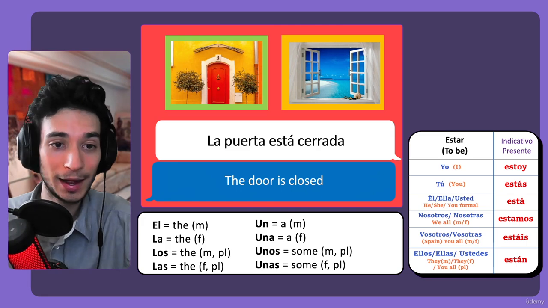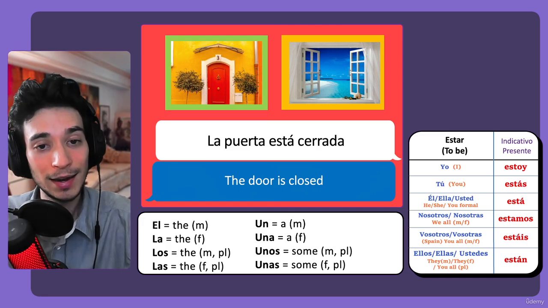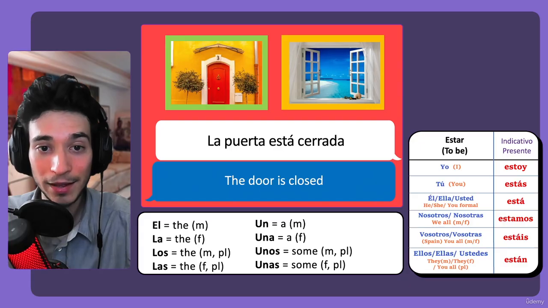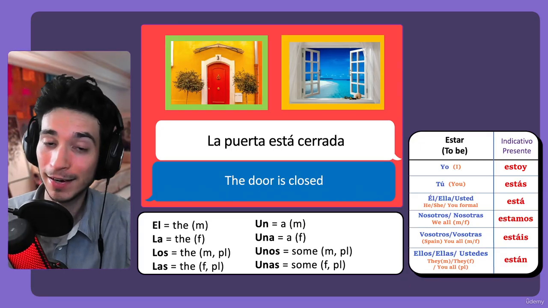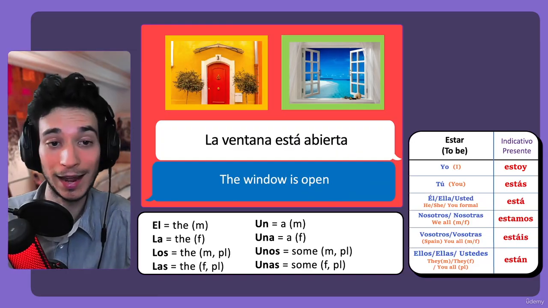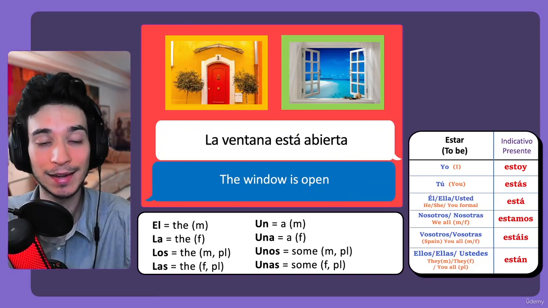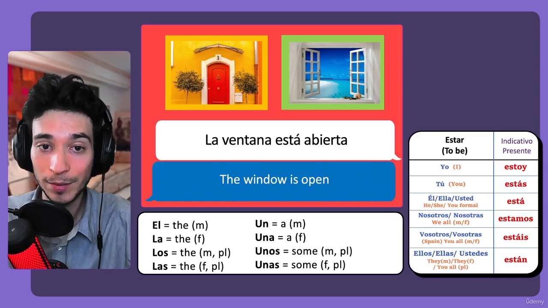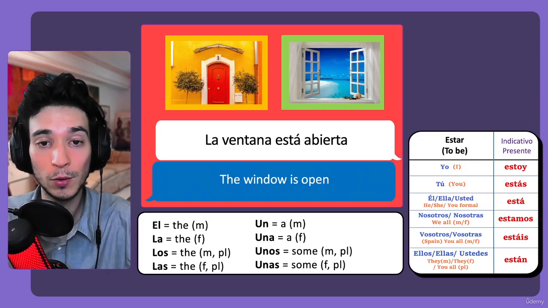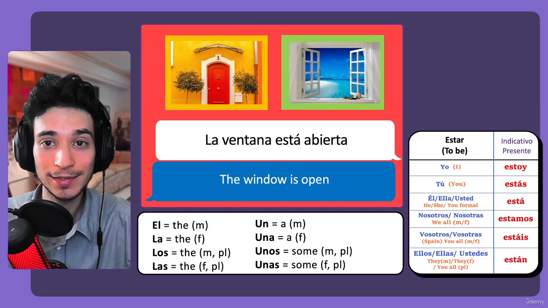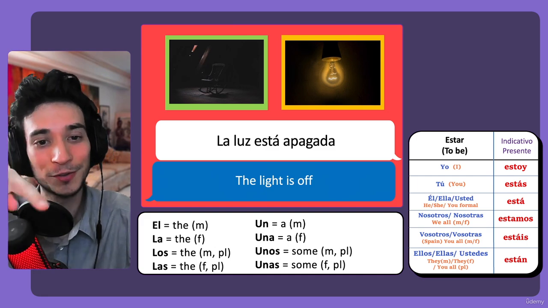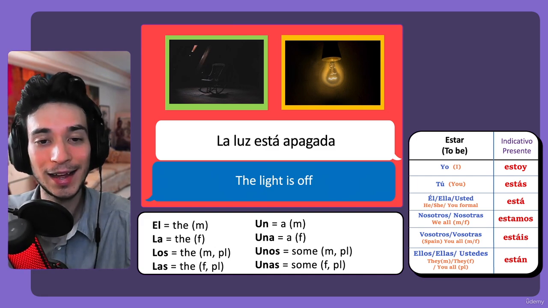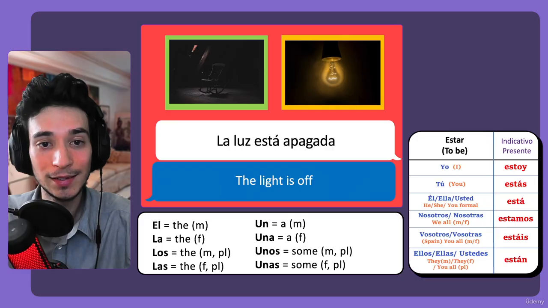And also you can use abrir, cerrar for doors and windows. La puerta está cerrada. The door is closed. And la ventana, the window, ventana. La ventana está abierta. The window is open. And for this one, it's very hard to see, but the lights are off. So, la luz está apagada. The light is off.